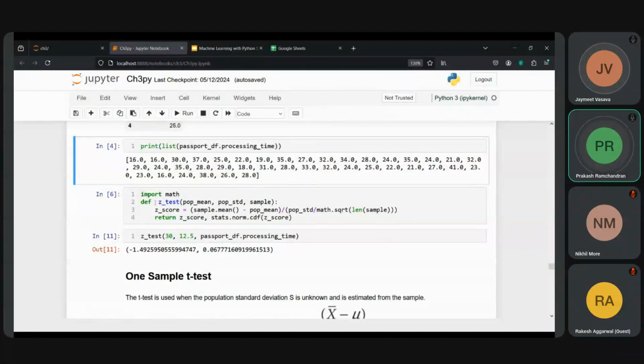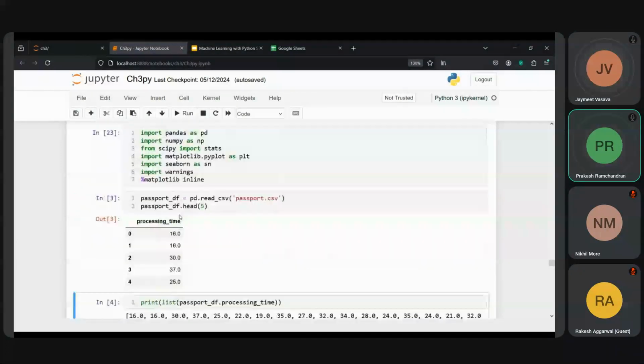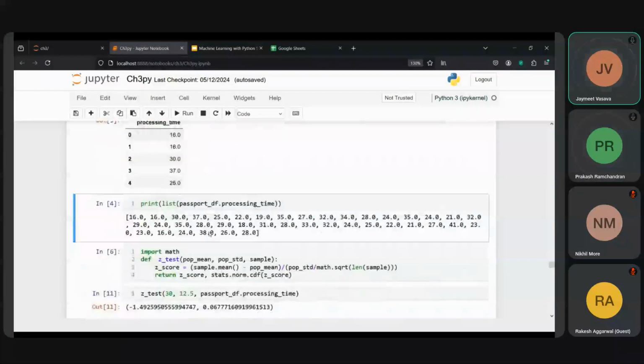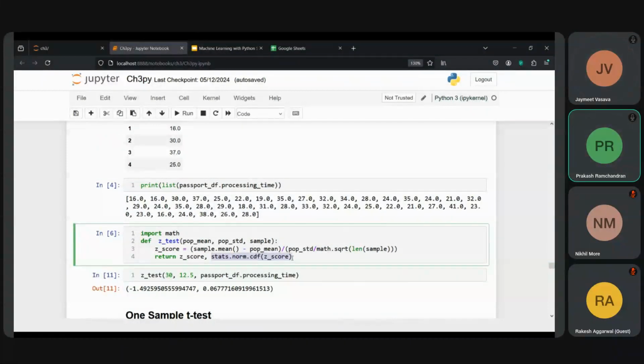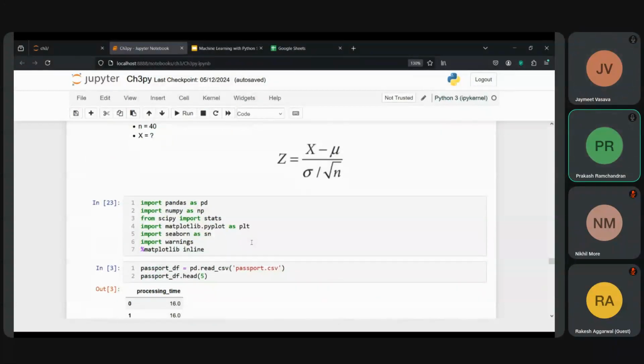Question here. So you are using Pandas data frame besides the scipy stats. Yeah, scipy stats is used for this calculation, stats.norm. Okay. So you are using both the data frame as well as scipy. Yeah, good. Thank you.